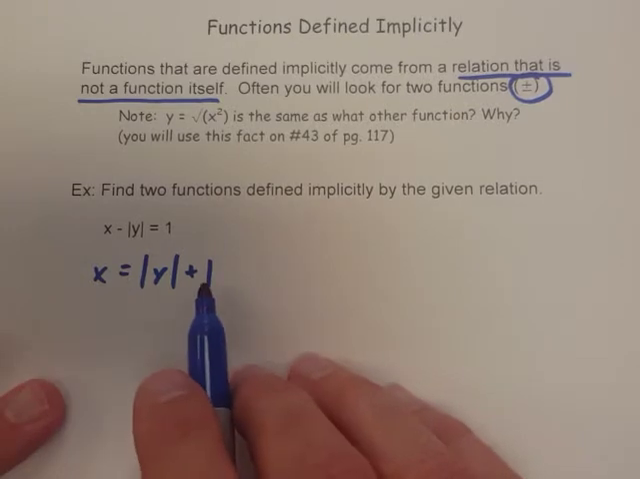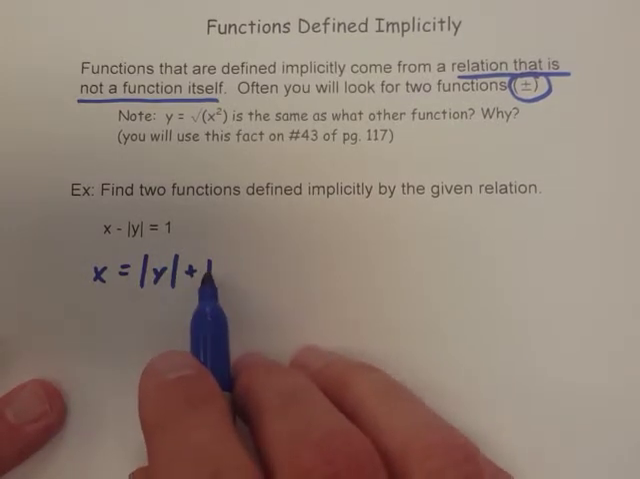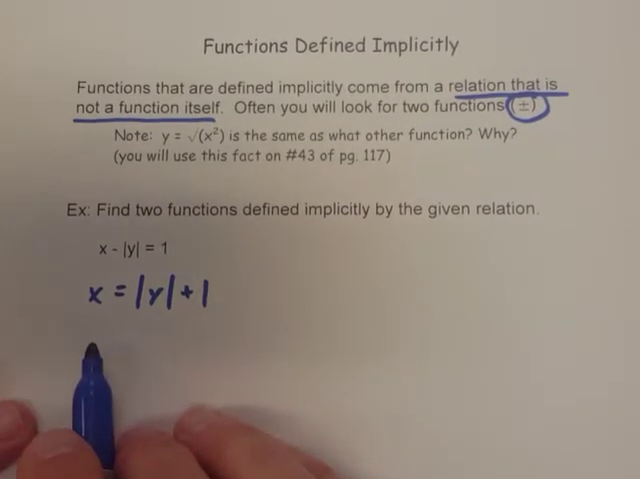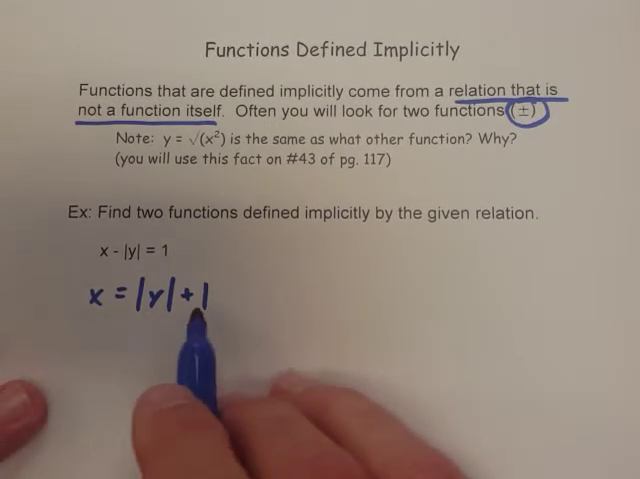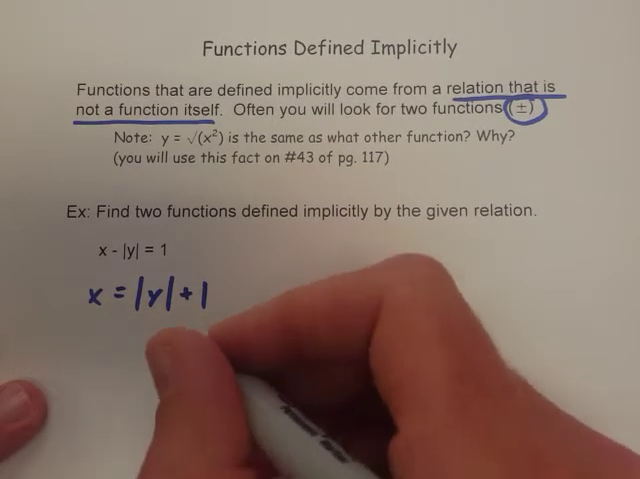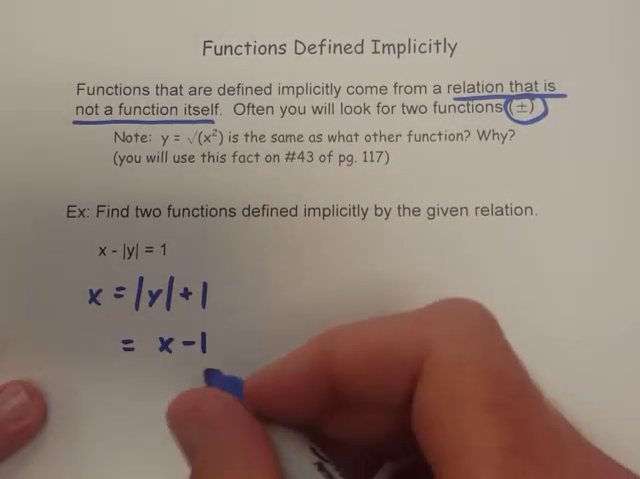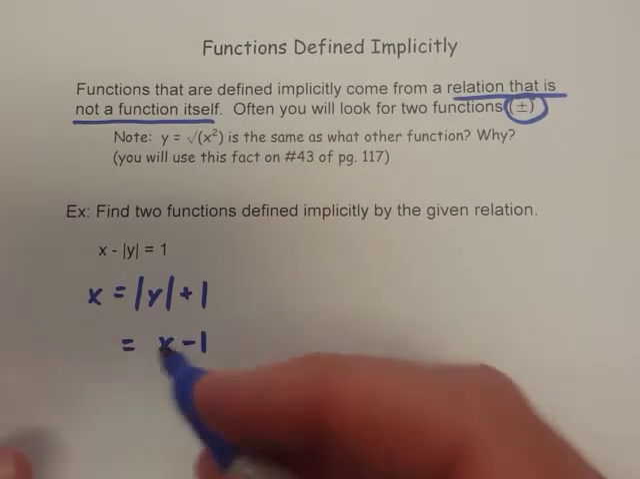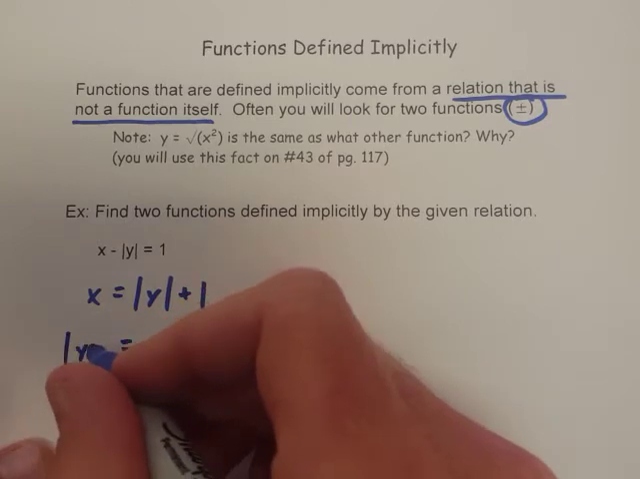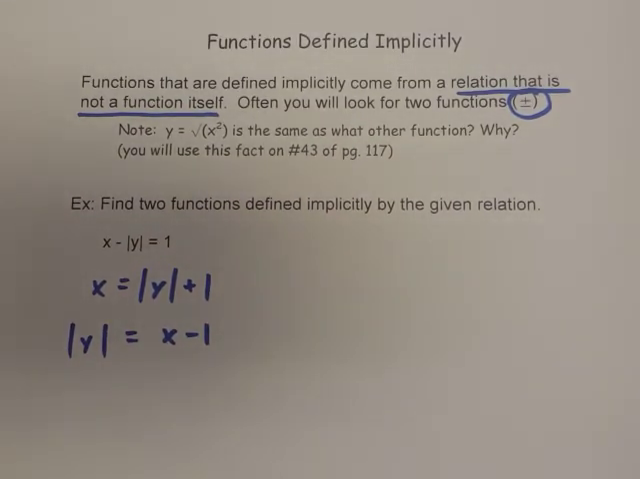Next, if I want to get this y by itself, let's move that 1 over to the other side. I'm going to subtract it, so minus the 1, but I'm going to leave the x minus 1 on the right hand side. I just want to flip it around a little bit, and then we have the absolute value of y isolated.